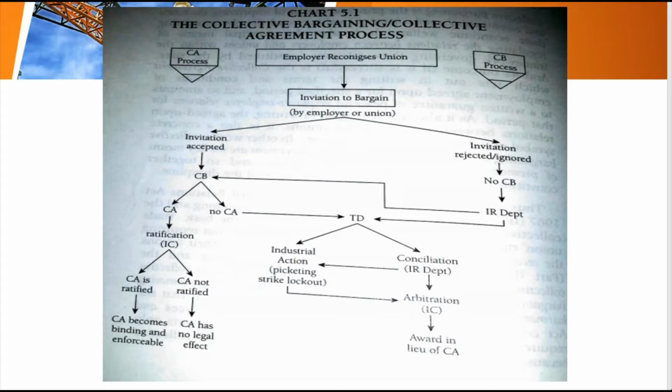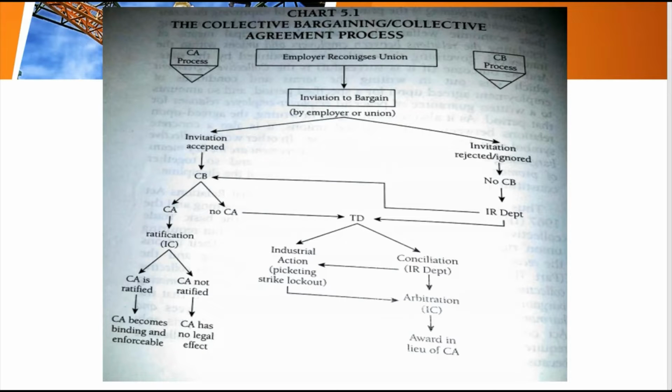And then the next process is that the CA becomes binding and enforceable towards both parties, because it now has the mandatory force of the court. Now, if the CA is not ratified, then it has no legal effect. If the court does not see it as fit to recognize, then obviously it has no legal effect, and they have to go through all the process again.